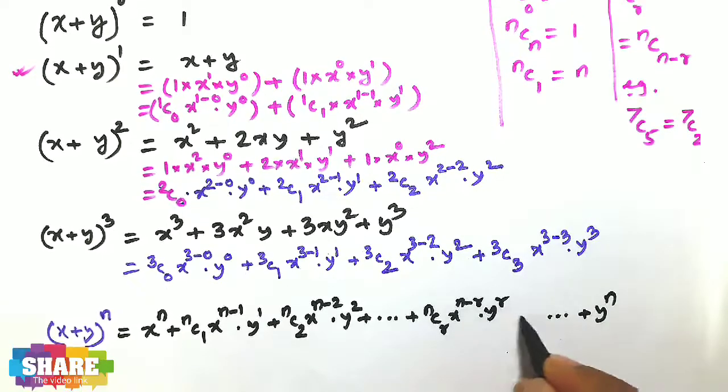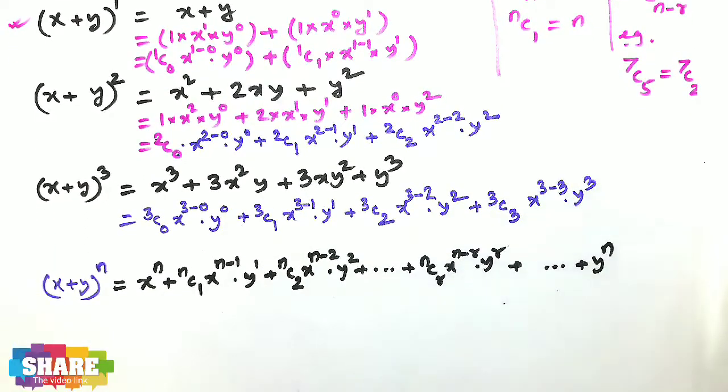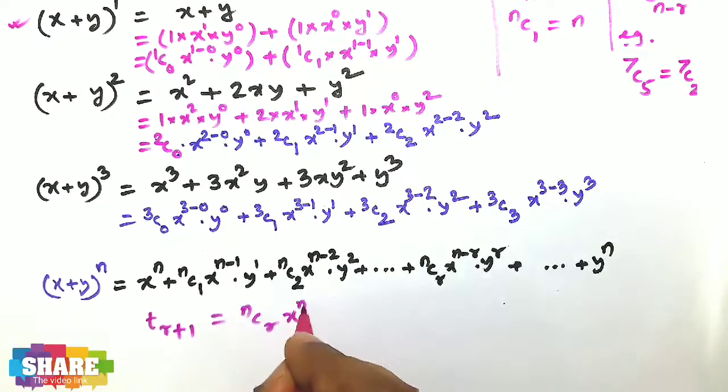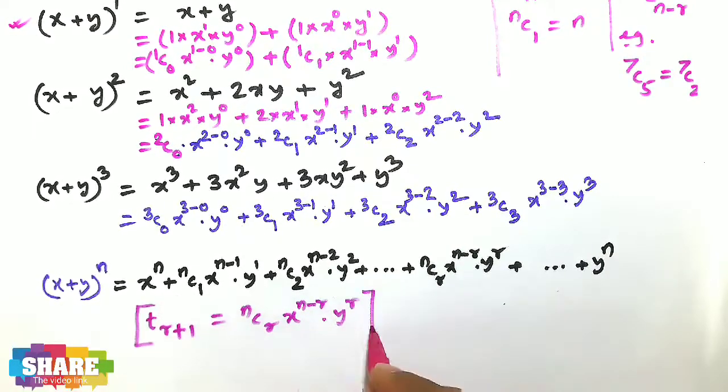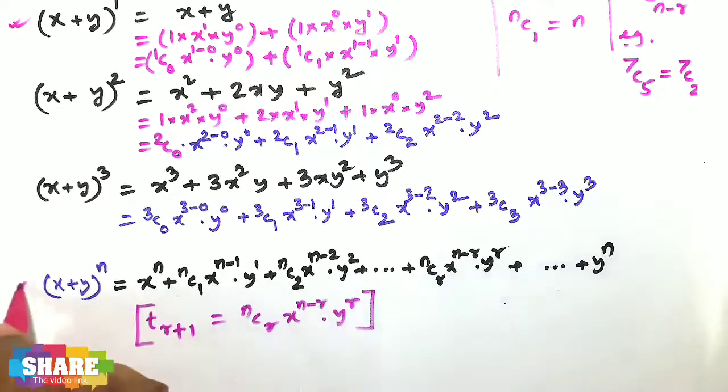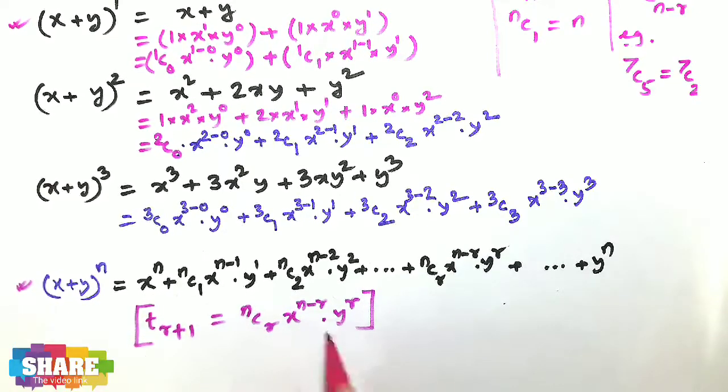This is actually the general term, and this is the r plus 1 term. So, I can write the general term in this way. The general term T(r+1) is equal to nCr x to the power n minus r into y to the power r. This is the general term of (x plus y) whole to the power n. And this is very important. If it is asked what is the general term of (x plus y) whole to the power n, the general term is nCr x to the power n minus r into y to the power r.